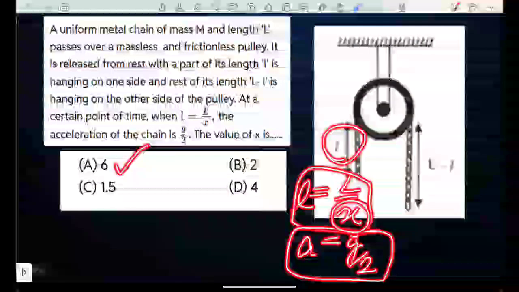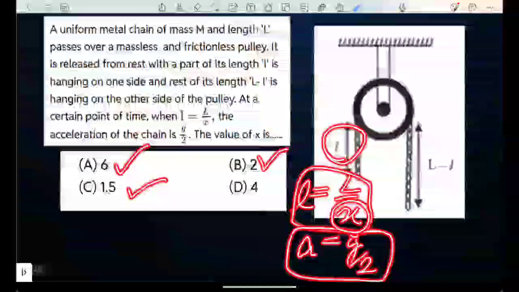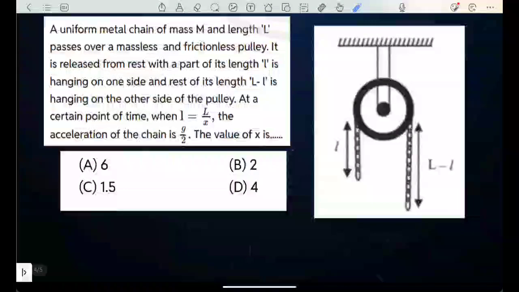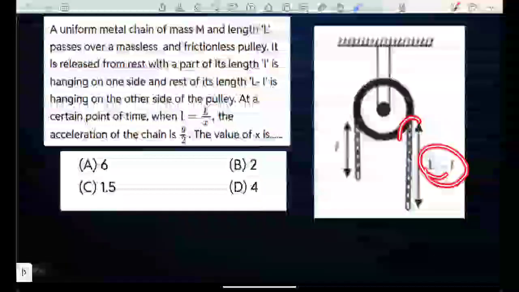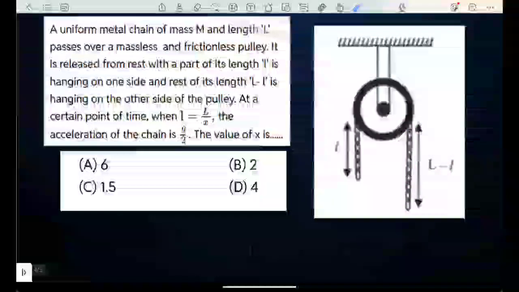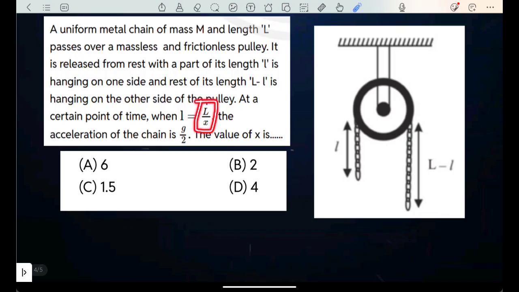Is it 6? Is it 2? Is it 1.5? Is it 4? Now let us begin to solve this question. First of all, we will calculate the mass of this L length of chain. Then we will calculate the mass of this L minus small l length of the chain. Then we will find the acceleration at the point of time when small l becomes L by x. So let us begin on a new page.